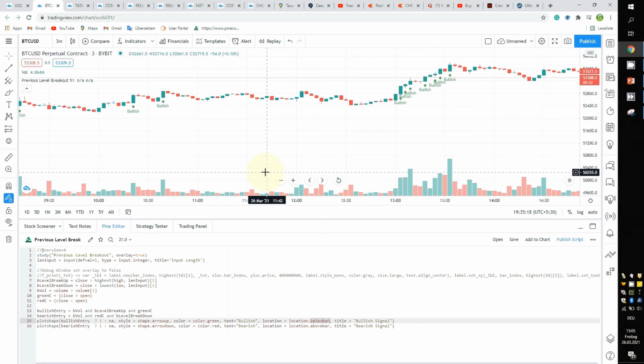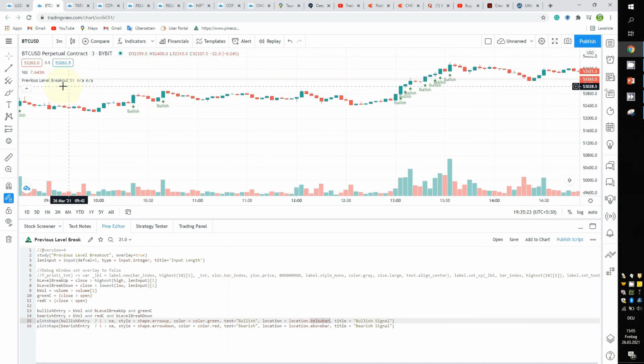And this indicator, you can find it in TradingView. You need to search for the indicator called previous level breakout, and then you can find it, and then you can edit it to your own need.